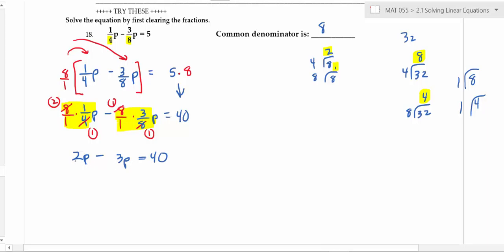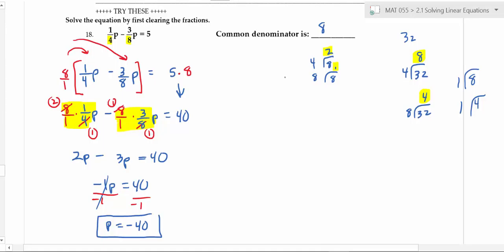Okay, these are like terms. Put them together. 2 minus 3 is negative 1p. So you end up with negative p is equal to 40. Now you're not done here. You need to divide both sides by negative 1 to complete this. So you end up with p is equal to negative 40 as the answer of the problem.